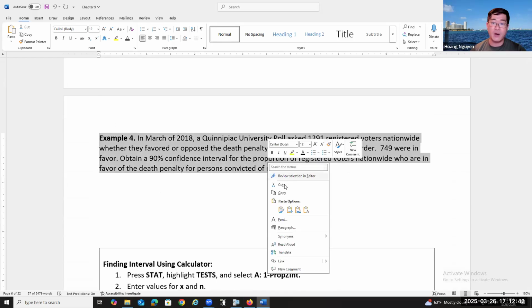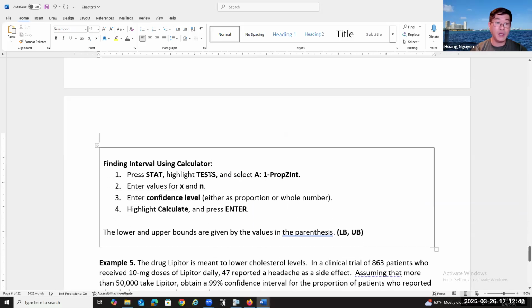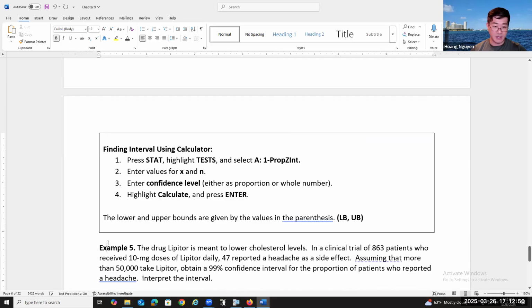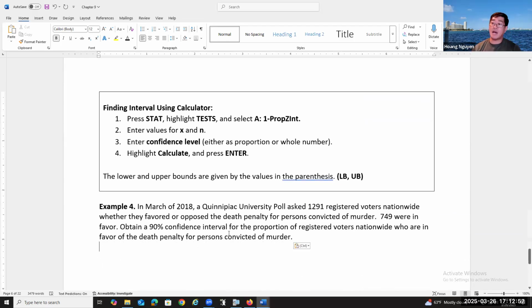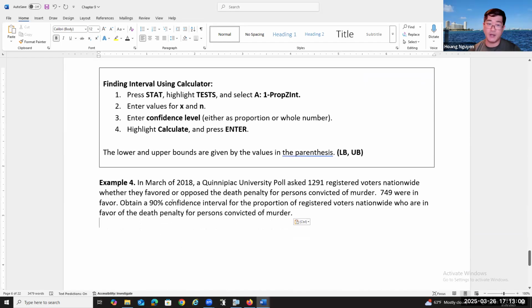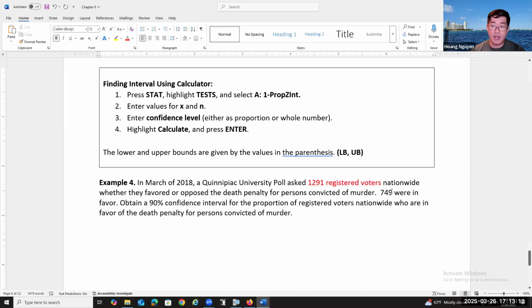This is how I'm gonna show you how to show your work if you're gonna use a shortcut to get the answer. So we're gonna take a look at example number 4 and try with the shortcut. In the survey again, 1,291 registered voters nationwide. So we survey the same amount of people, and we find out that 749 of them were in favor of the death penalty for people convicted of murder.